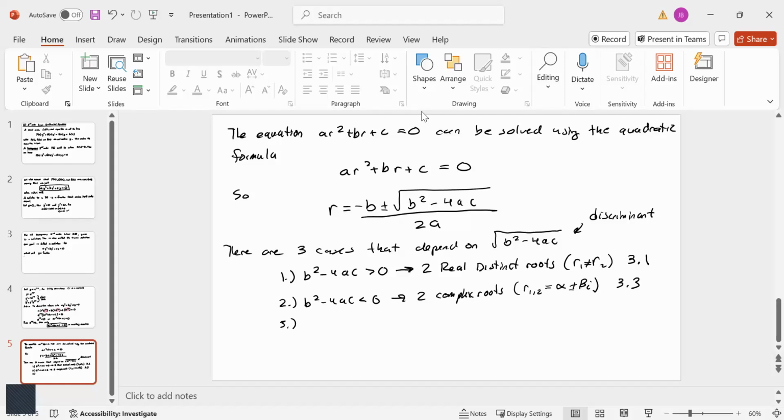And then the last case, which is honestly the most annoying one in a certain aspect, but it's also the easiest one computationally, it's just the most annoying to understand, is when it's repeated roots. So that's when it's equal to zero. So what we get is one repeated root.